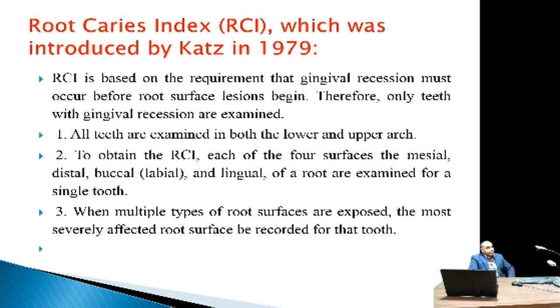To obtain the root caries index, each of 4 surfaces, the mesial, distal, buccal, and lingual, of root are examined for a single tooth. When multiple types of root surface are exposed, the most severely affected root surface should be recorded for that tooth.